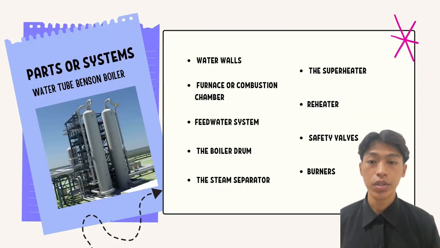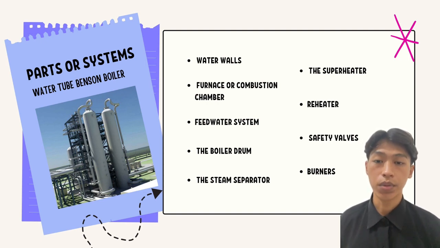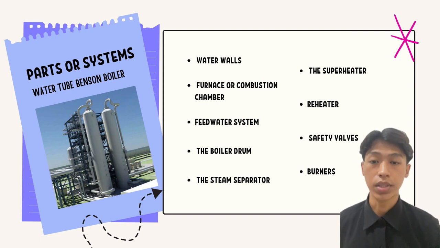So now let me introduce the parts or system that are used in Benson boiler. There are totally 9 parts used in this system, which is water walls, furnace or combustion chamber, feed water system, the boiler drum, the steam separator, the superheater, reheater, safety valve, and burners.